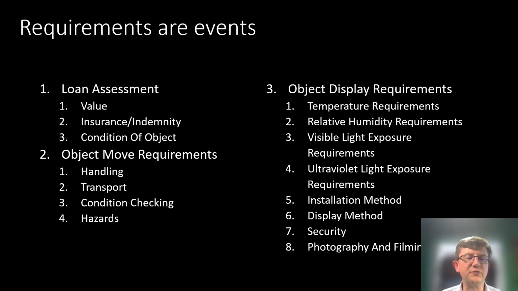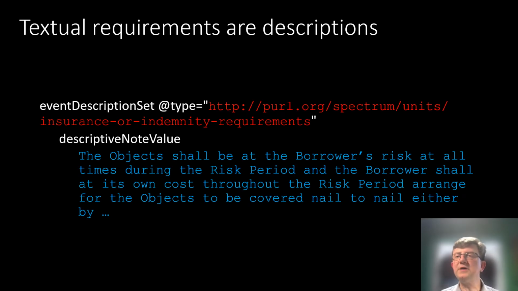Now, some of these requirements could equally have been described as related to movement or to display, and we don't want to record them twice, so we basically took a decision as to which group, which event they should each be recorded in. Now, individual requirements fall into 2 kinds. Blocks of narrative text and numerical data. Textual requirements are formatted as what LIDO calls descriptive notes within these events, and the content of the individual note is identified by the description's type attribute.